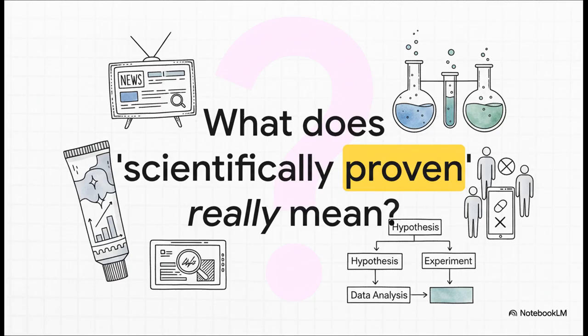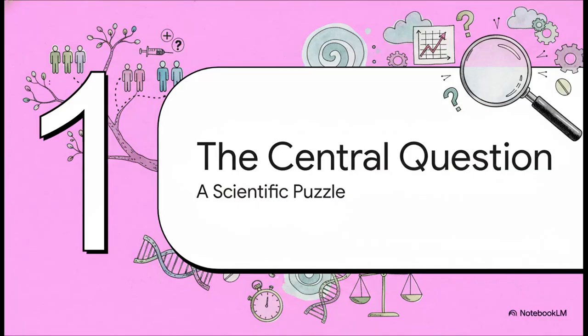So what is that process? What does it actually take to prove something in science? This gets us to the absolute core of the problem for any scientist. I mean, think about it. If you have a new pill or a new vaccine, how do you know for sure that it's the thing that's actually causing people to get better? How can you be positive it wasn't just luck or maybe some other hidden factor you didn't even think about?